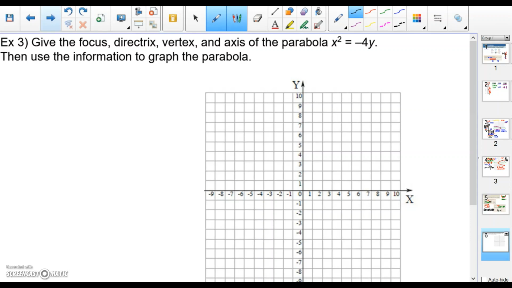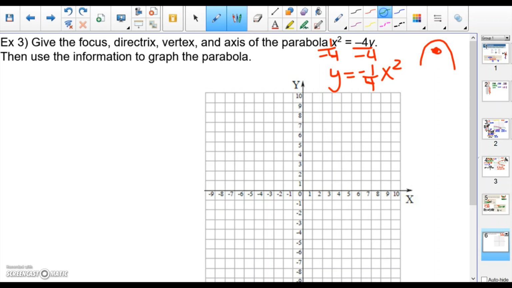Example 3, give the focus, directrix, vertex, and axis of the parabola x squared equals negative 4y. So to start this problem, I don't like how it's written. I would isolate the y. I think we're probably more comfortable if we isolate the y. So I'm going to divide both sides by negative 4 to see that y would equal negative 1/4 x squared. So my a coefficient right there, that's telling me, I know what this looks like. It's going to open down. It's going to be a parabola that opens down. And my focus is going to be inside there. I can already tell. Okay.